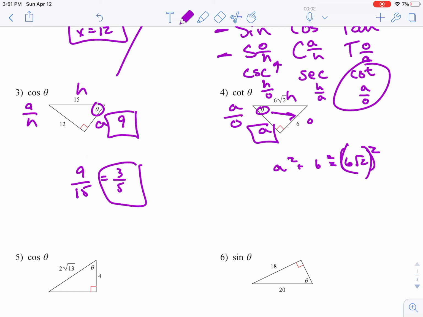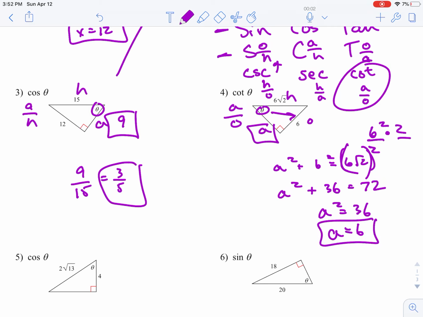All right, in your head though, or without trying to do the whole thing in your calculator, you square the outside, so 6 squared times 2, okay? 6 squared is 36, times 2 is 72. All right, so a squared equals 36, a equals 6, okay? So adjacent is 6 over 6, 1, okay?